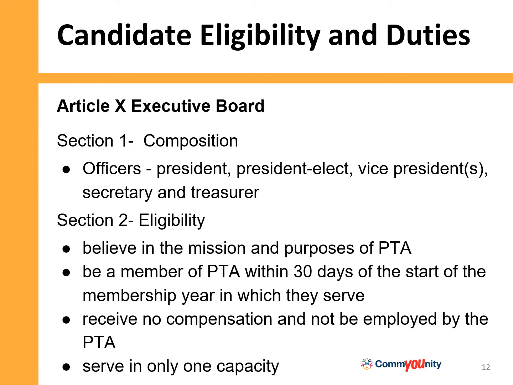So, how do you know what to look for in candidates and what each role entails? Let's take a look at where you can find this important information. The most important section of the bylaws for the nominating committee is Article 10, Executive Board. This section covers Section 1, composition, which is what positions make up your board. For the work of the nominating committee, you will need to know which officers your PTA has.